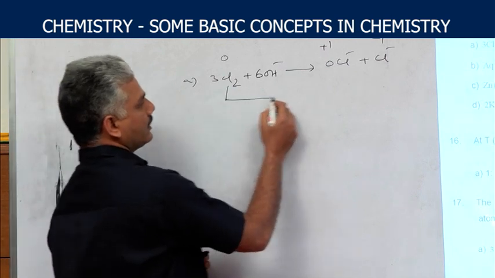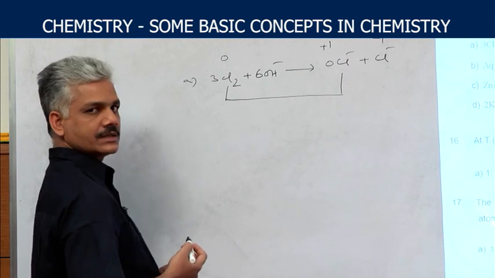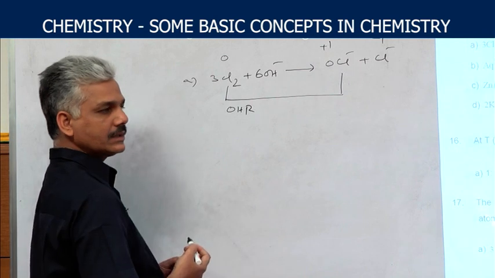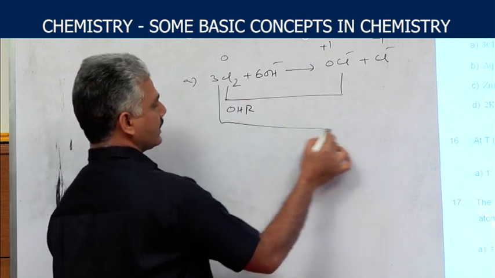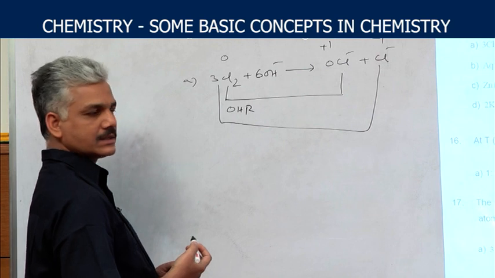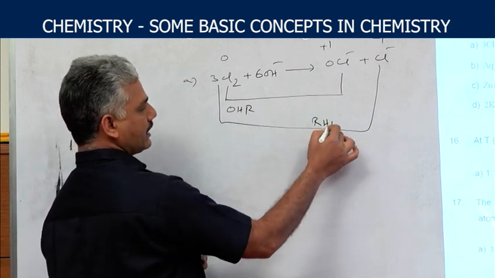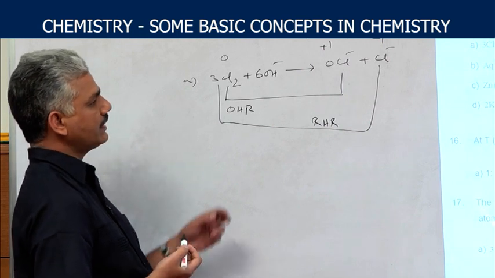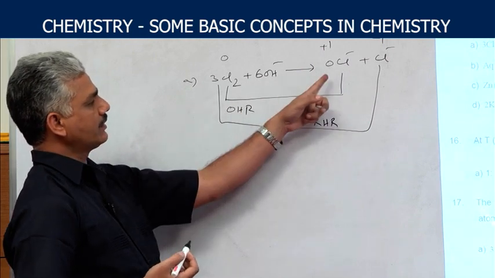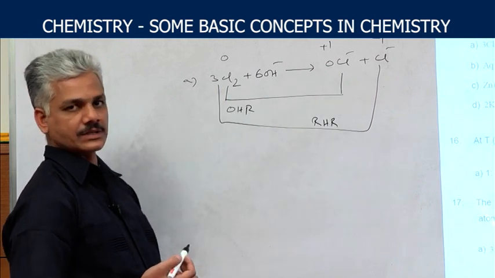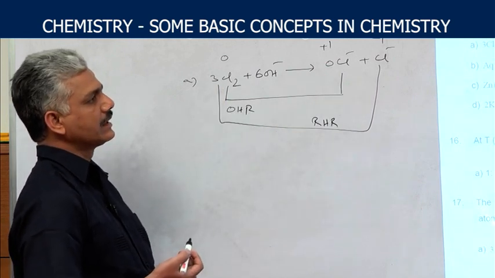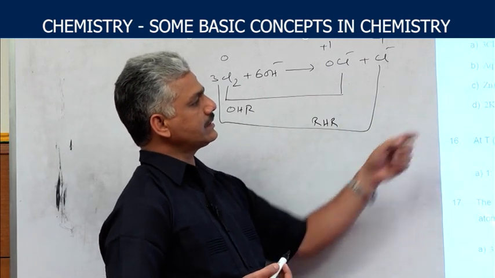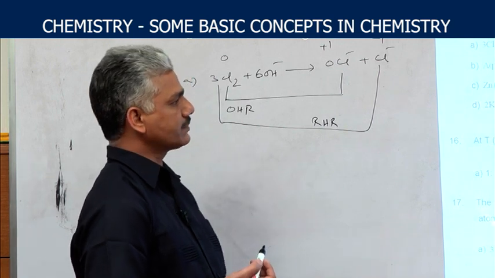So, in one instance, the chlorine oxidation state has increased. So, it will become OHR, oxidation half reaction. In the second instance, the chlorine oxidation state is decreasing. So, it can be taken as RHR, reduction half reaction. So, in this example, the same substance is undergoing both oxidation as well as reduction. So, it can be taken as a disproportionation reaction. In the same manner, let us check the remaining 3 options also.